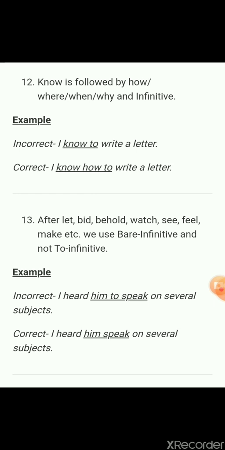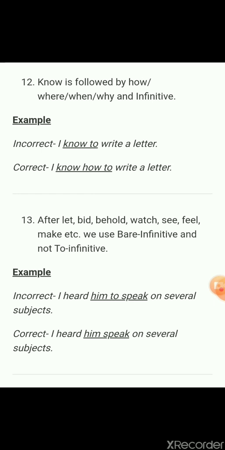Why is it wrong? What do they actually want to say? They just want to give you clues. Clues are like this: after let, bid, behold, watch, see, feel, we use the bare infinitive and not the to-infinitive. Bare means no to. It is a big no to the infinitive here. So if you are not getting this rule, just look at the example once again with me.